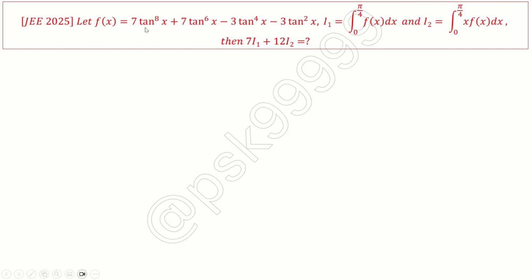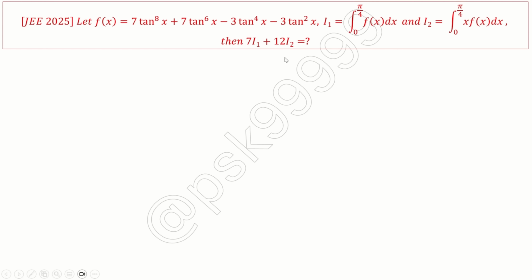Let f of x equal to 7 tan to the power of 8x plus 7 tan to the power of 6x minus 3 tan to the power of 4x minus 3 tan square x, and I1 is nothing but integration from 0 to pi by 4 of f of x dx, and I2 is integration from 0 to pi by 4 of x f of x dx.